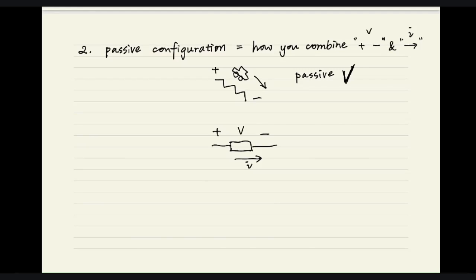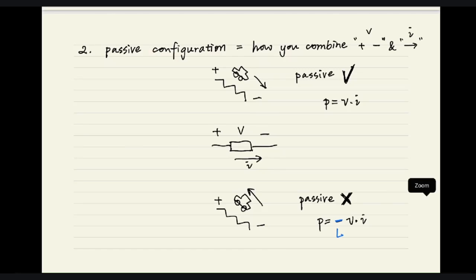And some people will ask, why does it matter? Okay, so if you're following the passive configuration, the power P is equal to voltage times current. But for the reference not following the passive configuration, like this, the car is running up the stairs, the power is equal to minus V times I. So we need to be careful of the minus here, which means not following the passive configuration.